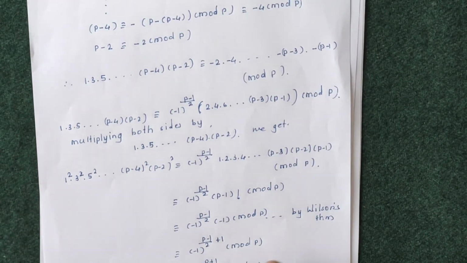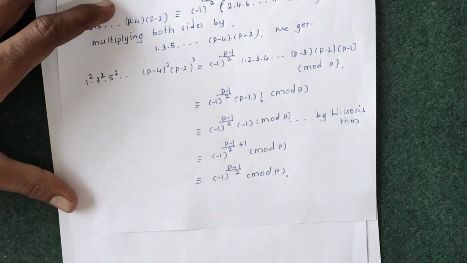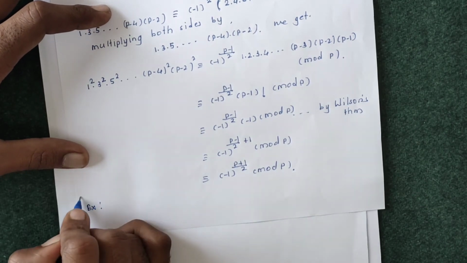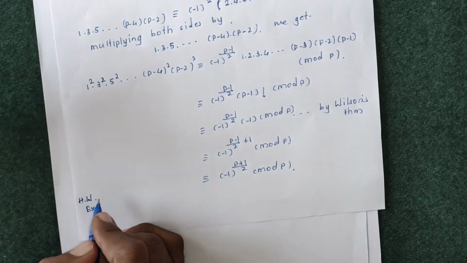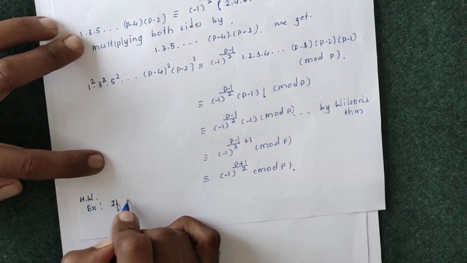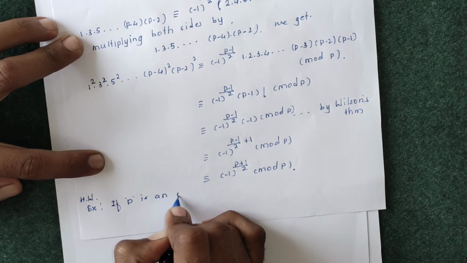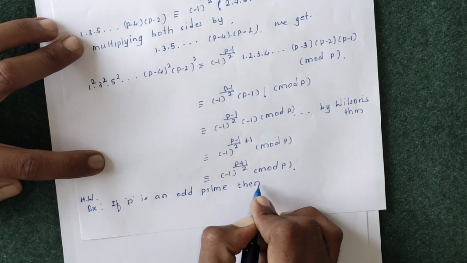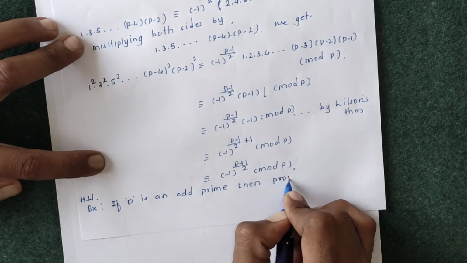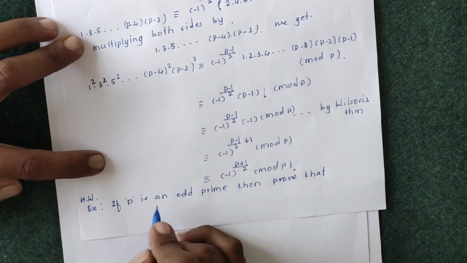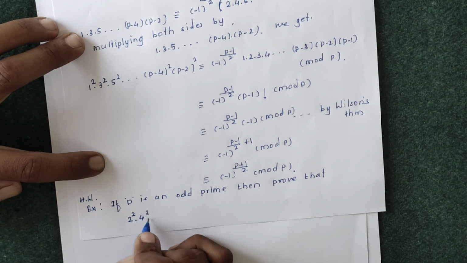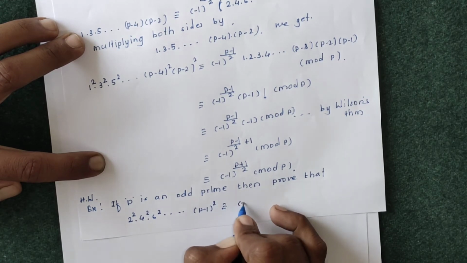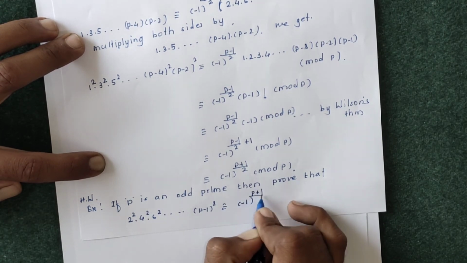Similarly, the next example that you are going to prove as homework: if p is an odd prime, then prove that 2 square into 4 square into 6 square up to (p minus 1) square is congruent to (minus 1) raised to (p plus 1) by 2 under modulo p.